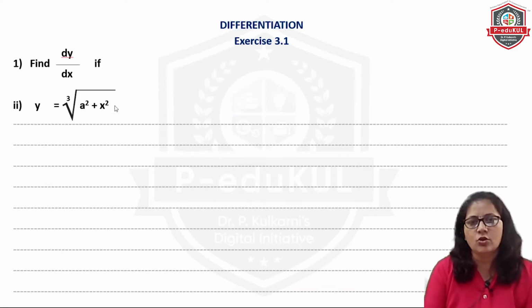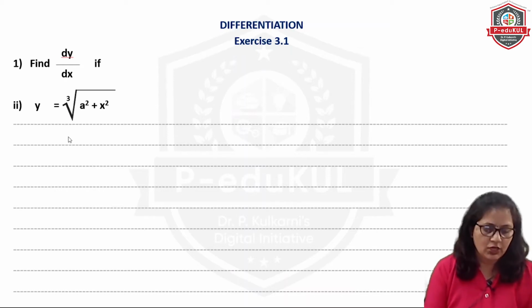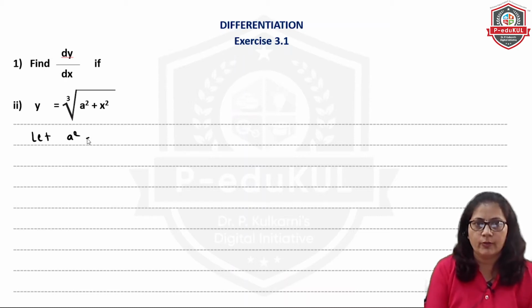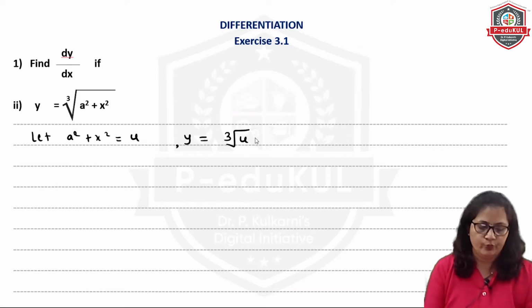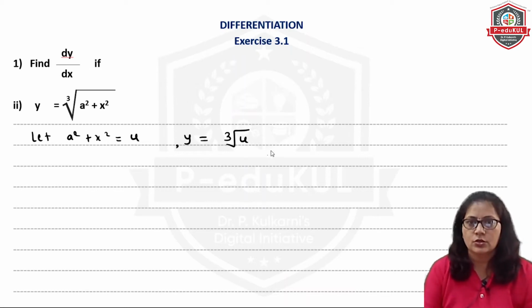Now again this is a combination of two functions. Just see, cube root and this a square plus x square. So first what I will do is let a square plus x square is equal to u, correct? So my y function will be cube root of u, fine. So that will be nothing but u raised to 1 by 3.